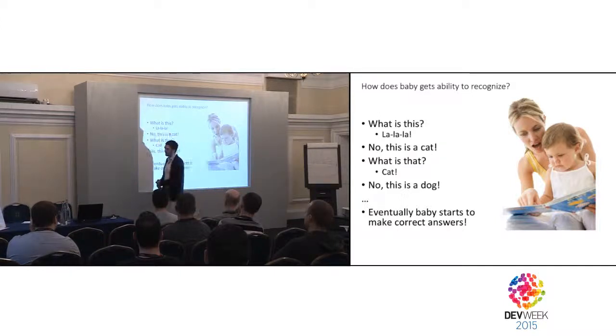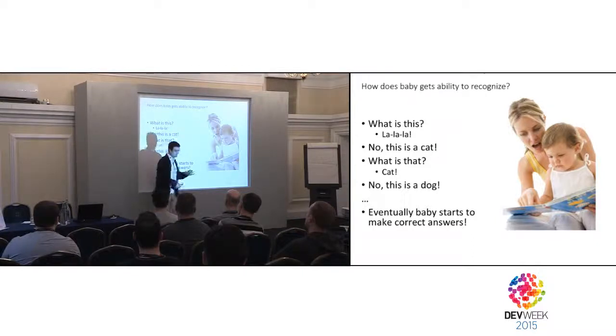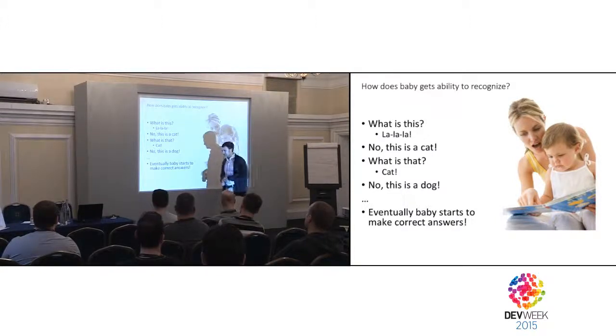So we see the situation when mom and her child are sitting and watching the book. And the mom asks her child, what is this? And the child says, la, la, la. And the mother says, no, this is not la, la, la, this is the cat. And so then she turns the next page, and there is a picture of a dog. And she says, what's this? And the child says, it's cat. She says, no, this is a dog. So after a few pages of images of cats and dogs are demonstrated to the child, the child starts to respond correctly.